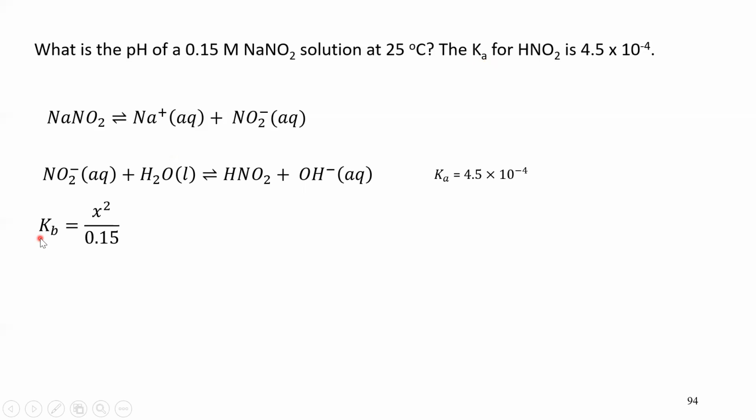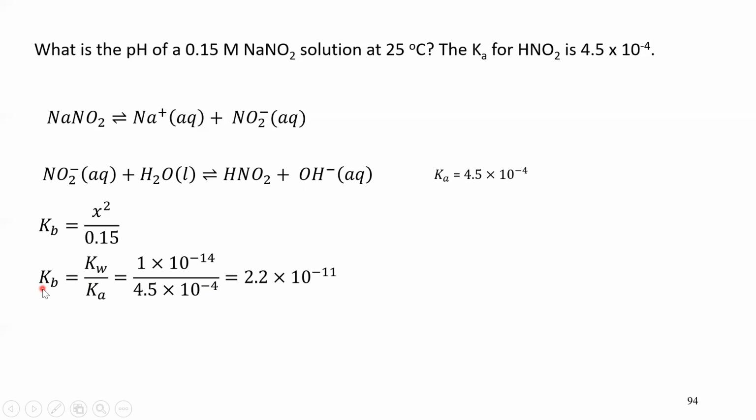So for our Kb, it's products over reactants. I didn't write the whole thing out here, and I probably should have. So x squared over 0.15. Now we don't know Kb. The question gave us Ka. Remember that we can calculate Kb from a Ka value by taking Ka and dividing it into Kw. So Kb equals 2.2 times 10 to the minus 11.